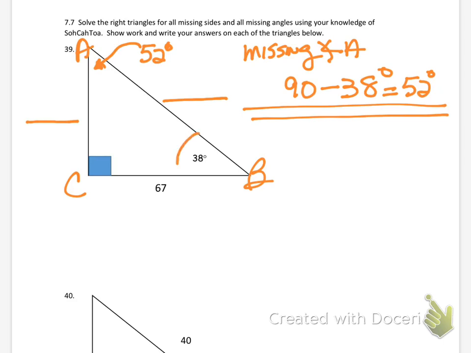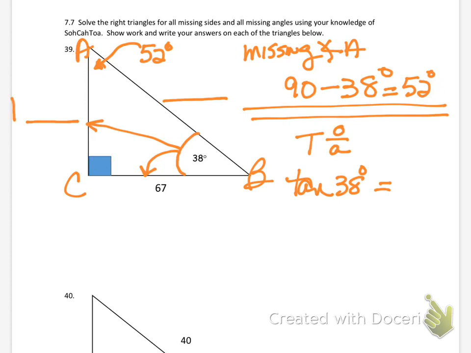From angle B's perspective, this is opposite, and this is adjacent. So what does that remind me of? That reminds me of tan. So tan is opposite over adjacent. Therefore, I can say that the tan of 38 degrees equals, why don't we make this little b, since it's opposite big angle B, so little b over adjacent, which was 67.